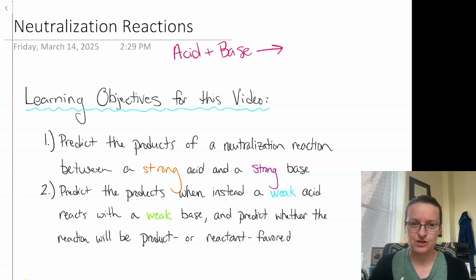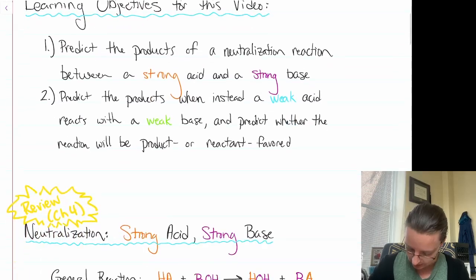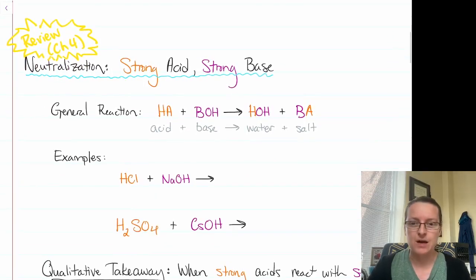We're next going to turn to something that's a little bit more Chapter 14-esque, talking about acid-base reactions in the context of equilibrium, and for that, we're going to talk about how we can predict the products when instead it's a weak acid reacting with a weak base. And we're going to be able to quantify this a little bit and be able to predict whether the reactions between a weak acid and a weak base will be product-favored or reactant-favored, and how we can calculate those equilibrium constants. So with that, let's go ahead and get started with a little bit of review of Chapter 4.